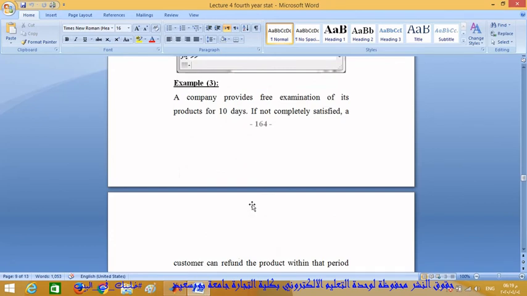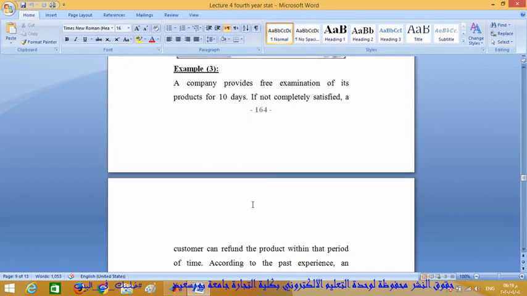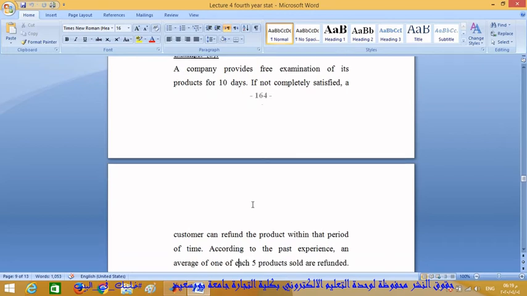Example 3. A company provides free examination of its products for 10 days. If not completely satisfied, a customer can refund the product within that period of time, which is 10 days. According to past experience, an average of one of each 5 products sold is refunded. Here the interval equals 5 products and the number equals 1.